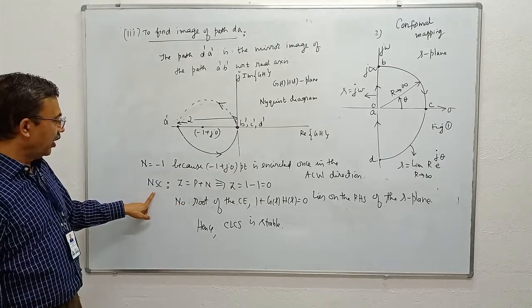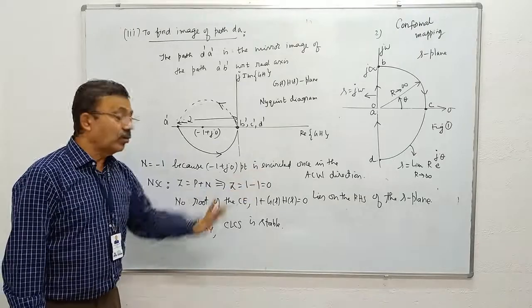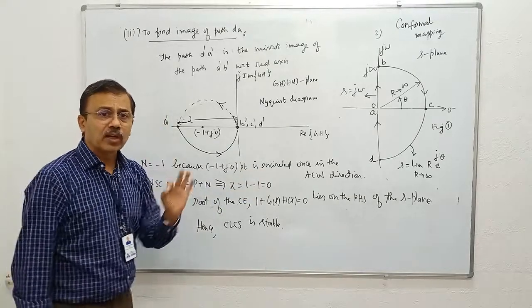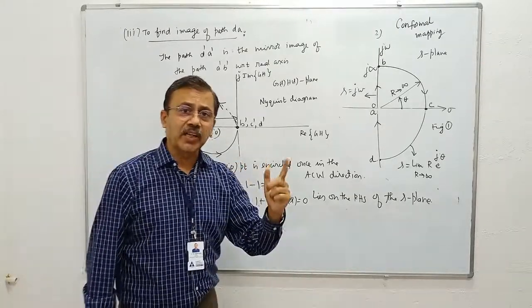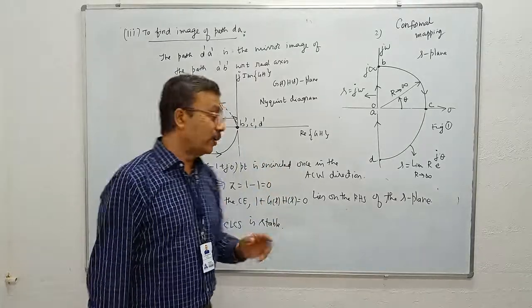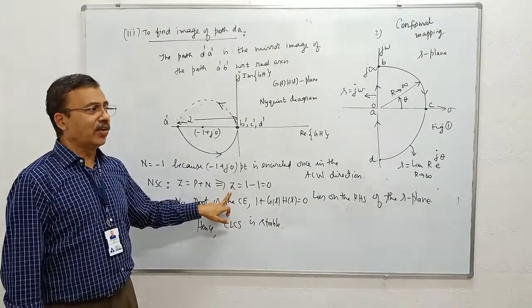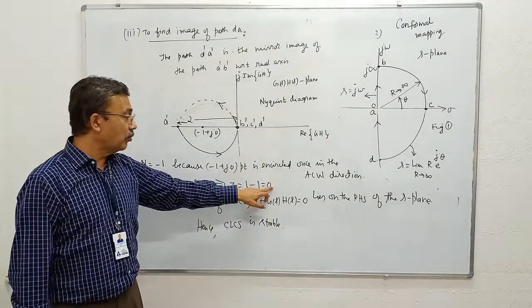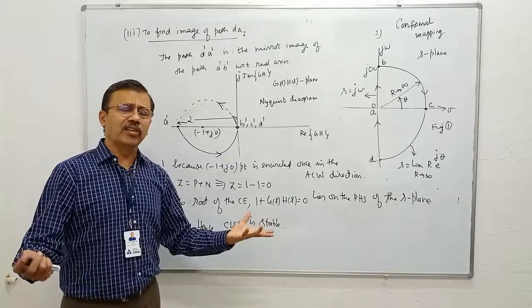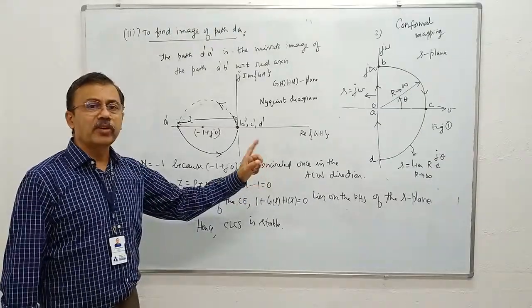Use Nyquist stability criterion Z equal to P plus N. So that gives Z equal to 0. What does Z stand for? Number of roots of the characteristic equation lying on the right hand side of the S plane. So number of roots of the characteristic equation lying on the right hand side of the S plane equal to 0. That means nothing lies on the right hand side of the S plane. Hence closed loop control system is stable.